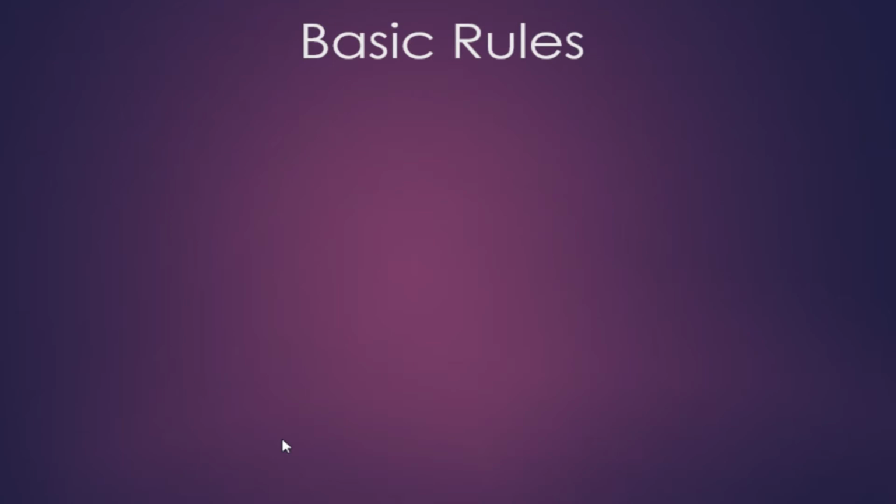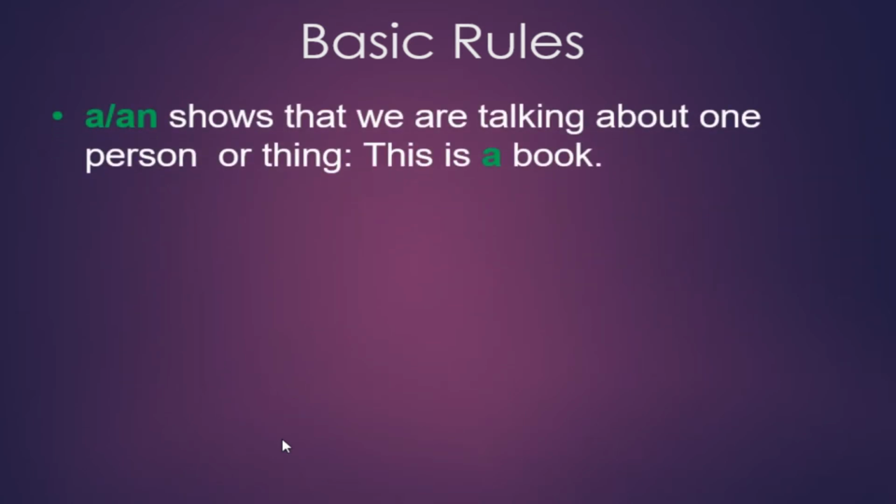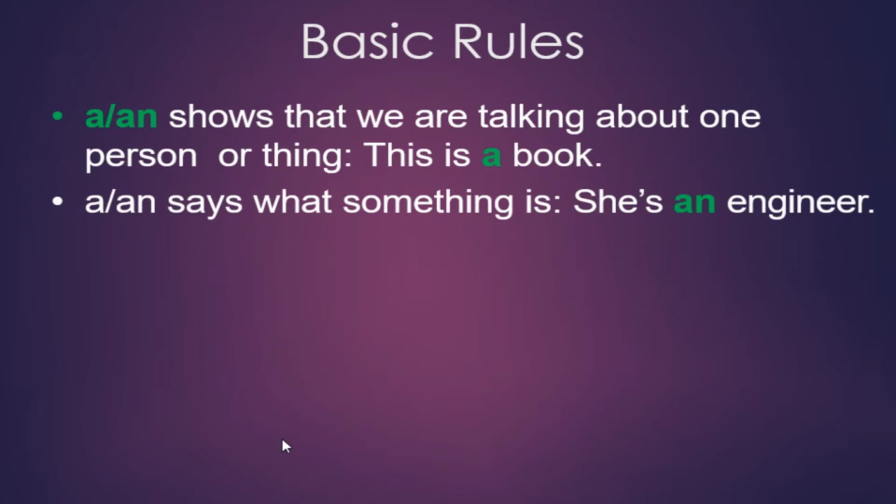Now, let's talk about some basic rules. The first one, A or AN shows that we are talking about one person or thing. That means before one person or thing we can use A or AN. Like, this is a book. The second one, A or AN says what something is, like she's an engineer, she's a doctor, like this.